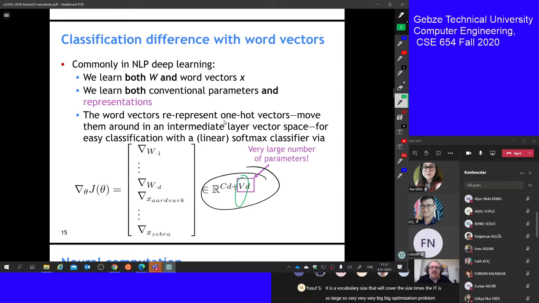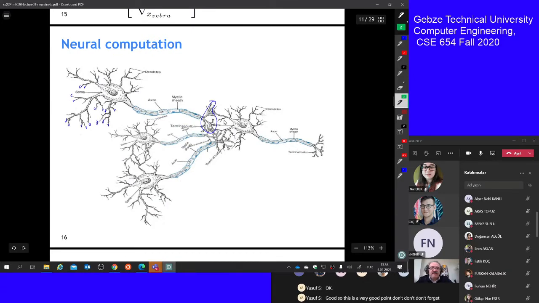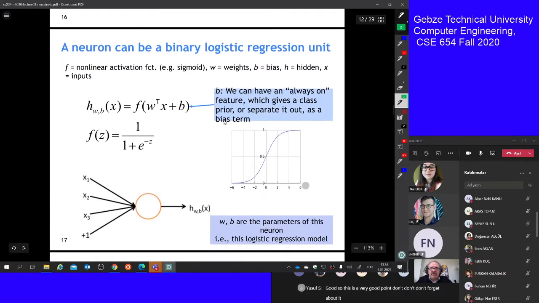So that's why we don't start this optimization problem from scratch. First, we find our initial word vectors, then we continue our problem with this optimization. And it works very well. So you will have word vectors specific to your sentiment analysis or named entity recognition or translation and so on. Okay, good. So this is a very good point. Don't forget about it. Last time I talked about it, I am not going to talk about it again.